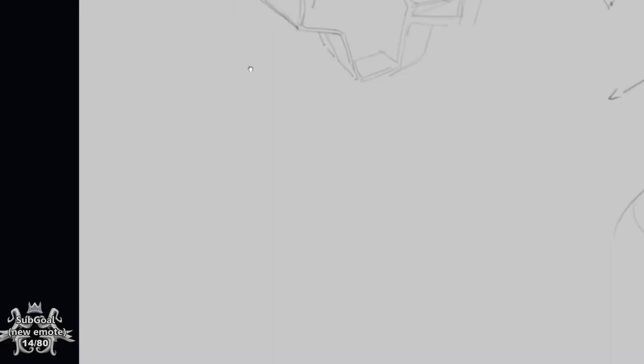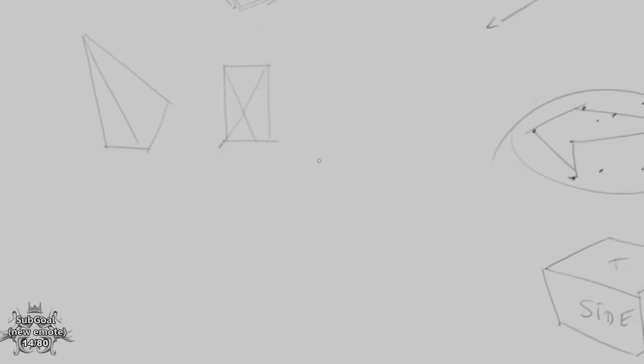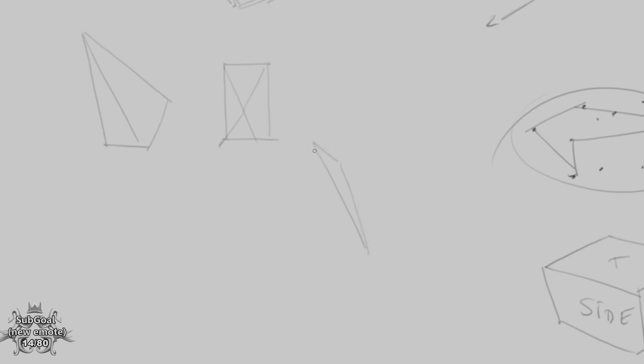There's another one, the double triangle. There's something about the triangles, something about the double triangle. How does this work? It has to fold. And this one too.